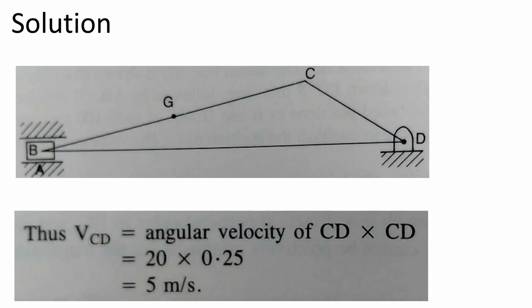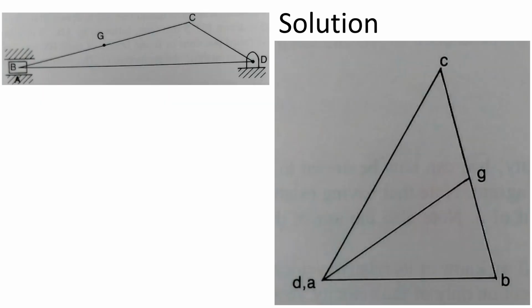Step 1 of the solution is to draw space diagram with suitable scale and find VCD, that is linear velocity of point C on the crank CD. Thus VCD will be equal to angular velocity of CD into crank length CD. As per given data, it will be equal to 20 into 0.25, which is equal to 5 meters per second. Solution is shown in this figure.